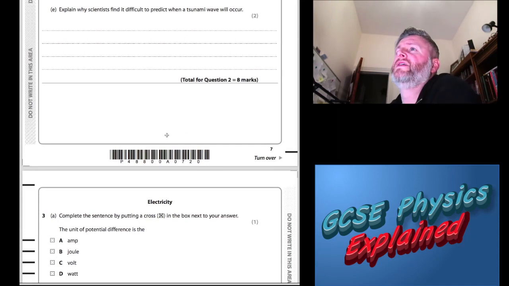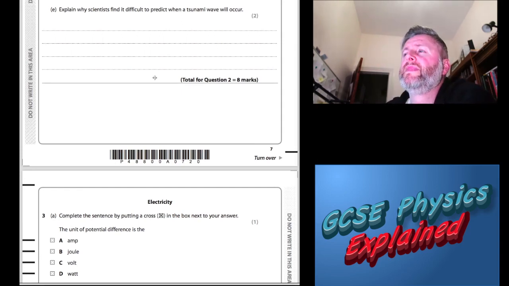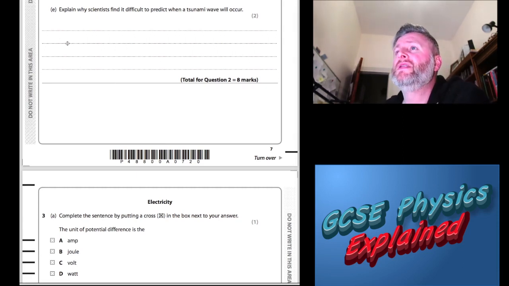E. Explain why scientists find it difficult to predict when a tsunami wave will occur. So a tsunami is a massive wave, and it's caused by an undersea earthquake. You can't predict when an earthquake will happen, so you can't predict when a tsunami wave will happen either.